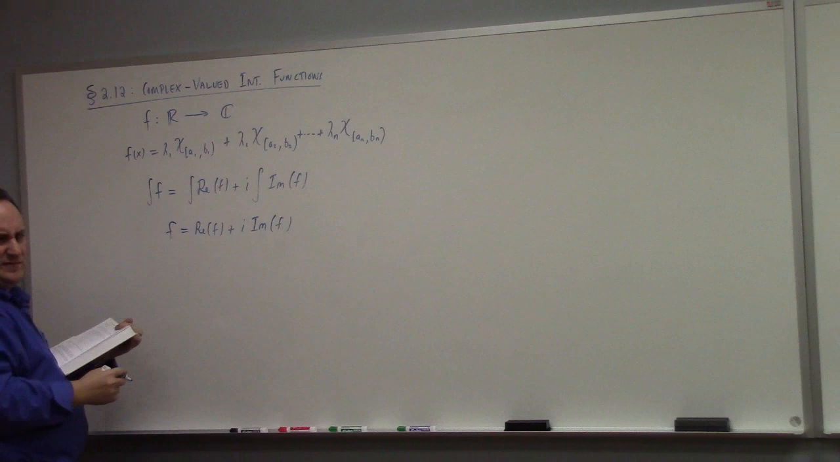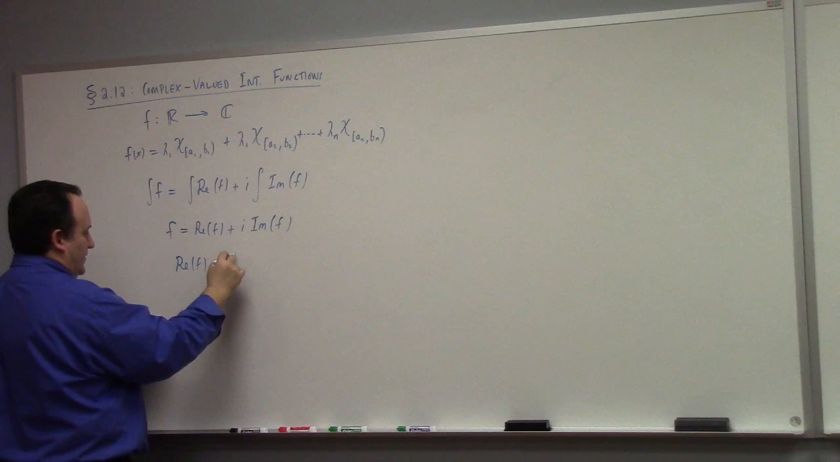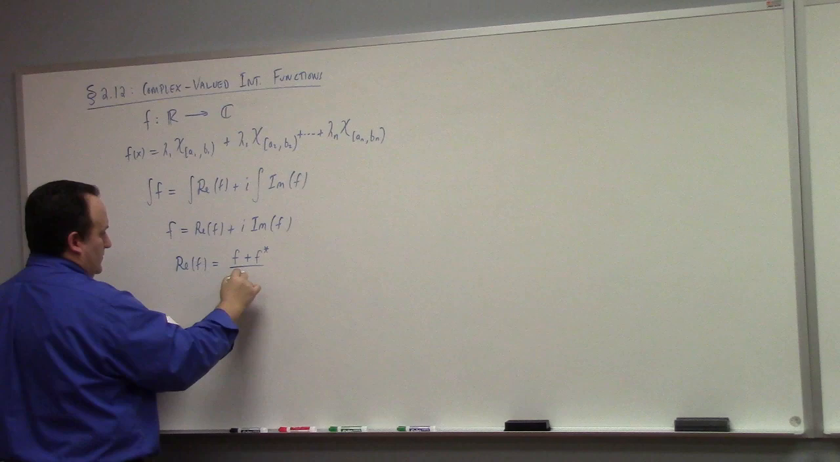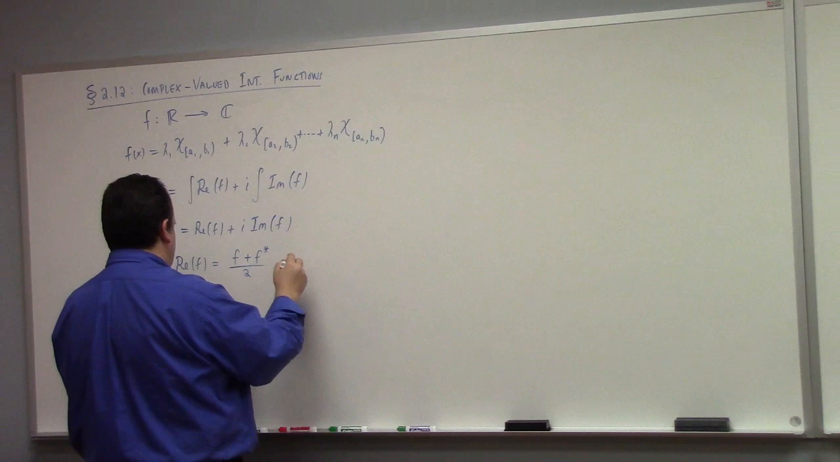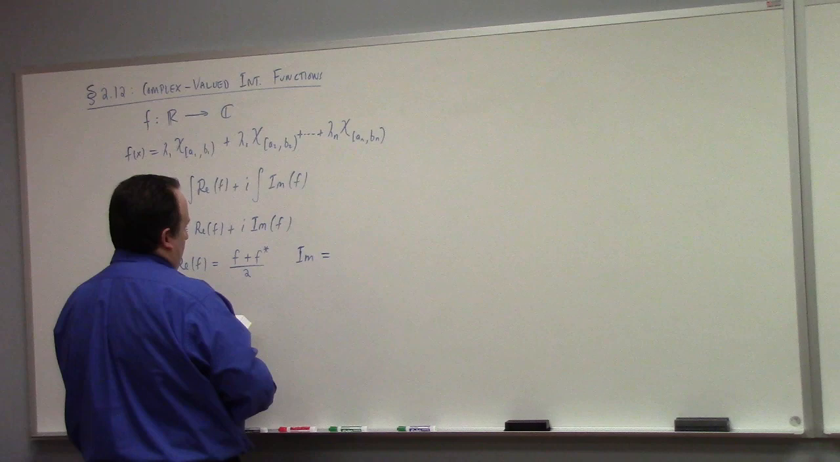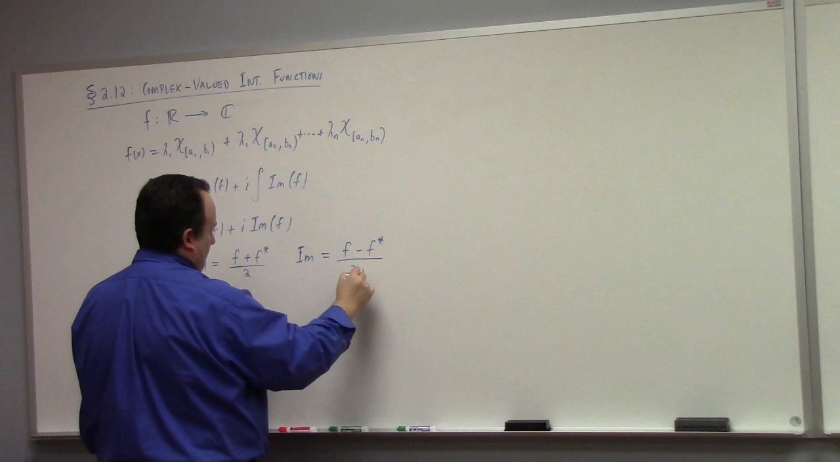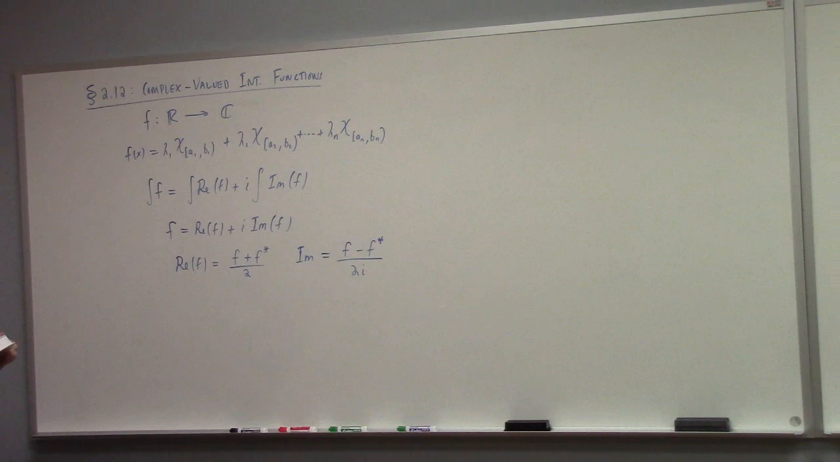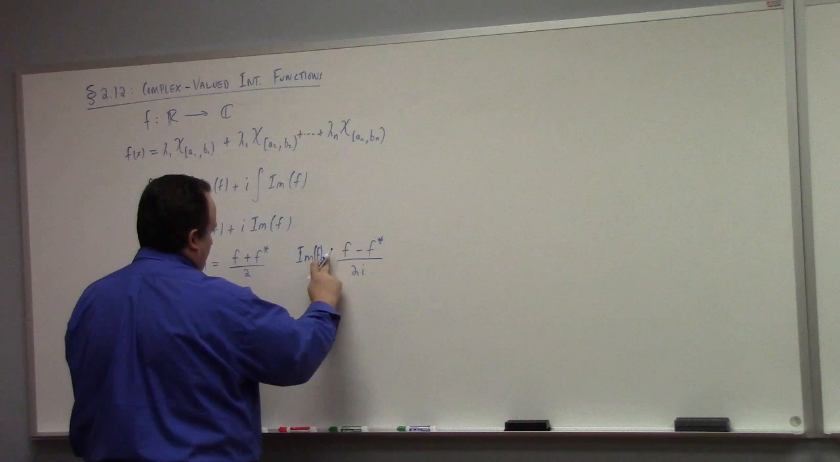The real part of f, you can get from f plus f star, I think, divided by 2. And then the imaginary part, if I remember right, is f minus f conjugate divided by 2i. So in particular, if f is real, then the imaginary part is 0, right? And if f is pure imaginary, the real part is 0. But generically speaking, you know that.